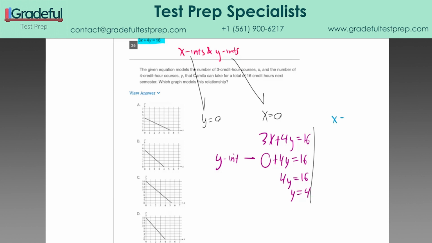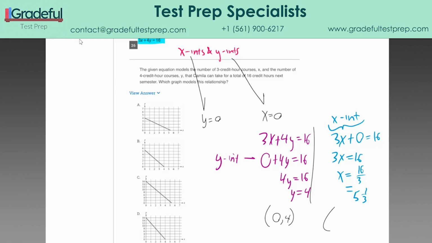But for the x-intercept, that means that y is 0, so that'll give us 3x plus 4 times 0 is 16. 3x is 16. And therefore x is 16 over 3, which is 5 1/3. So we're looking for y to be 4 when x is 0, and y to be 0 when x is 5 1/3. So we're looking for which graphs have the point (0, 4), and we see it right there.